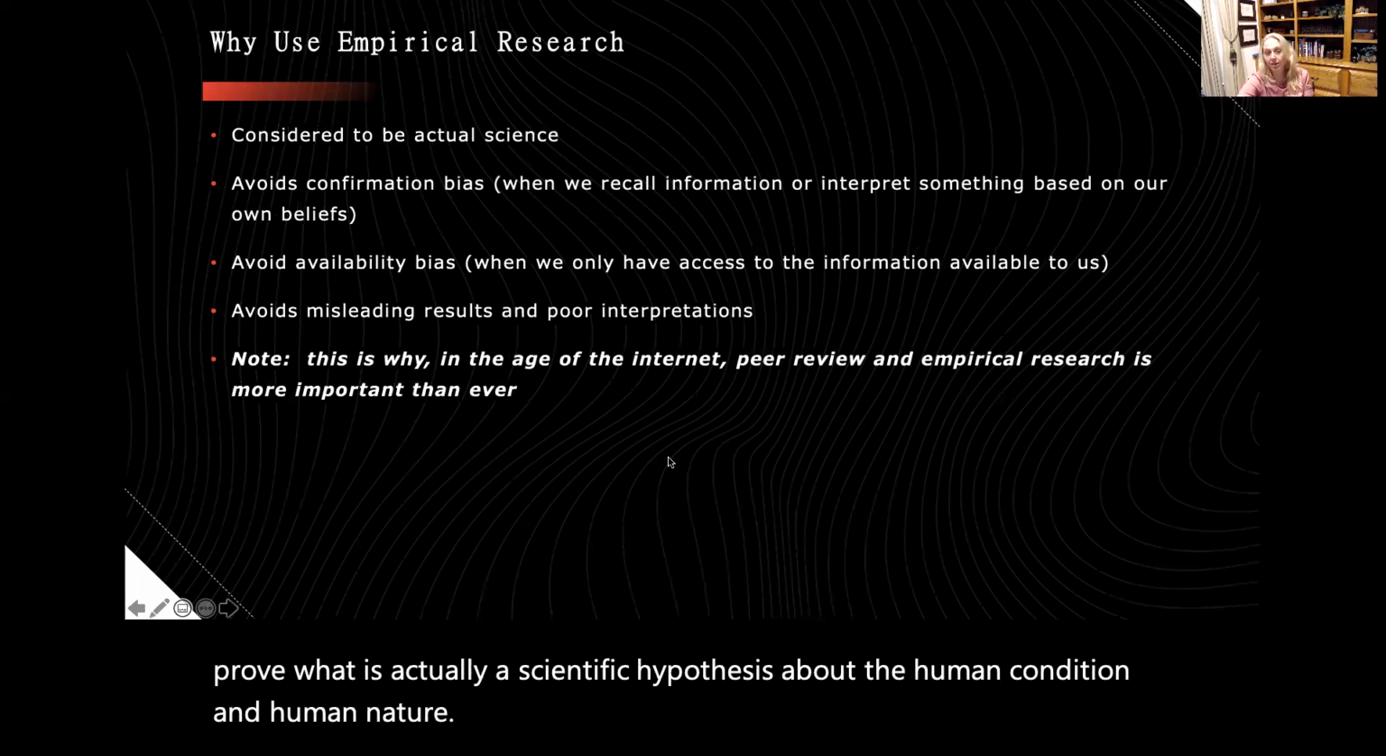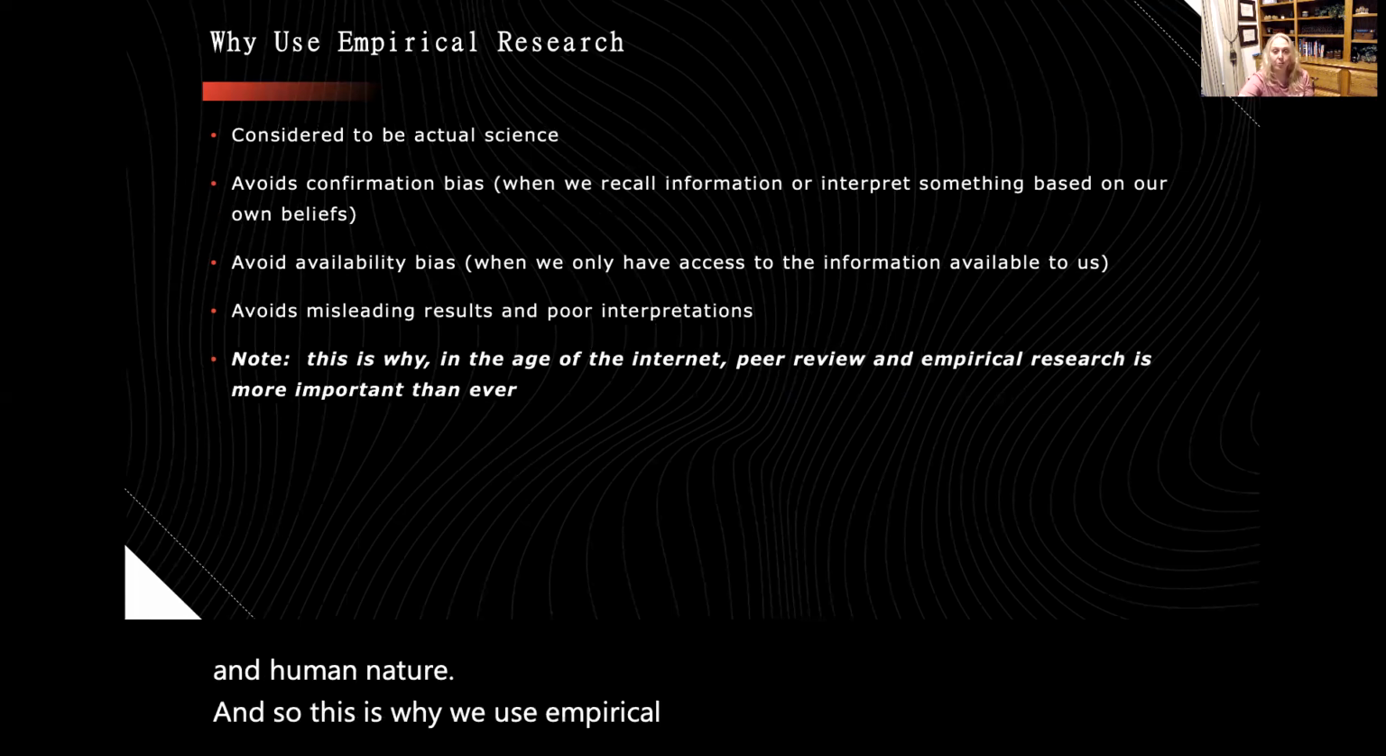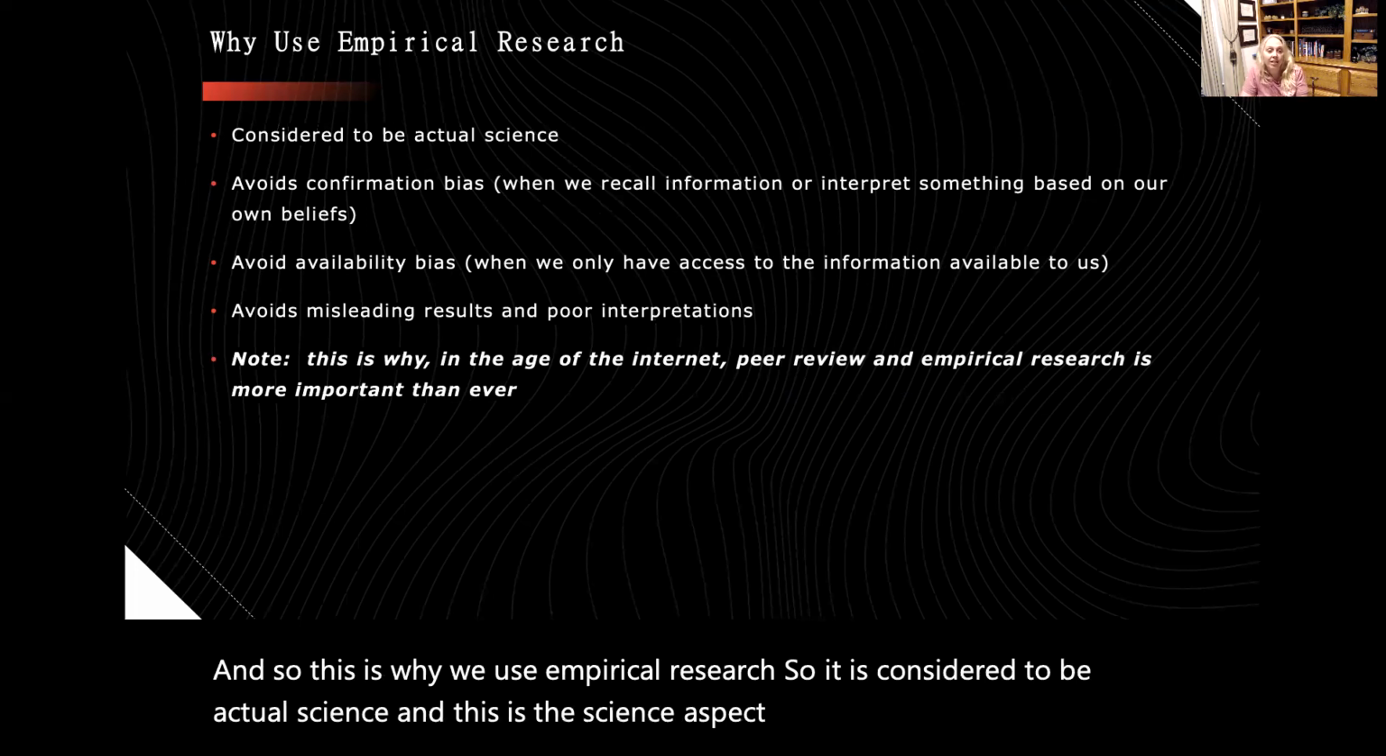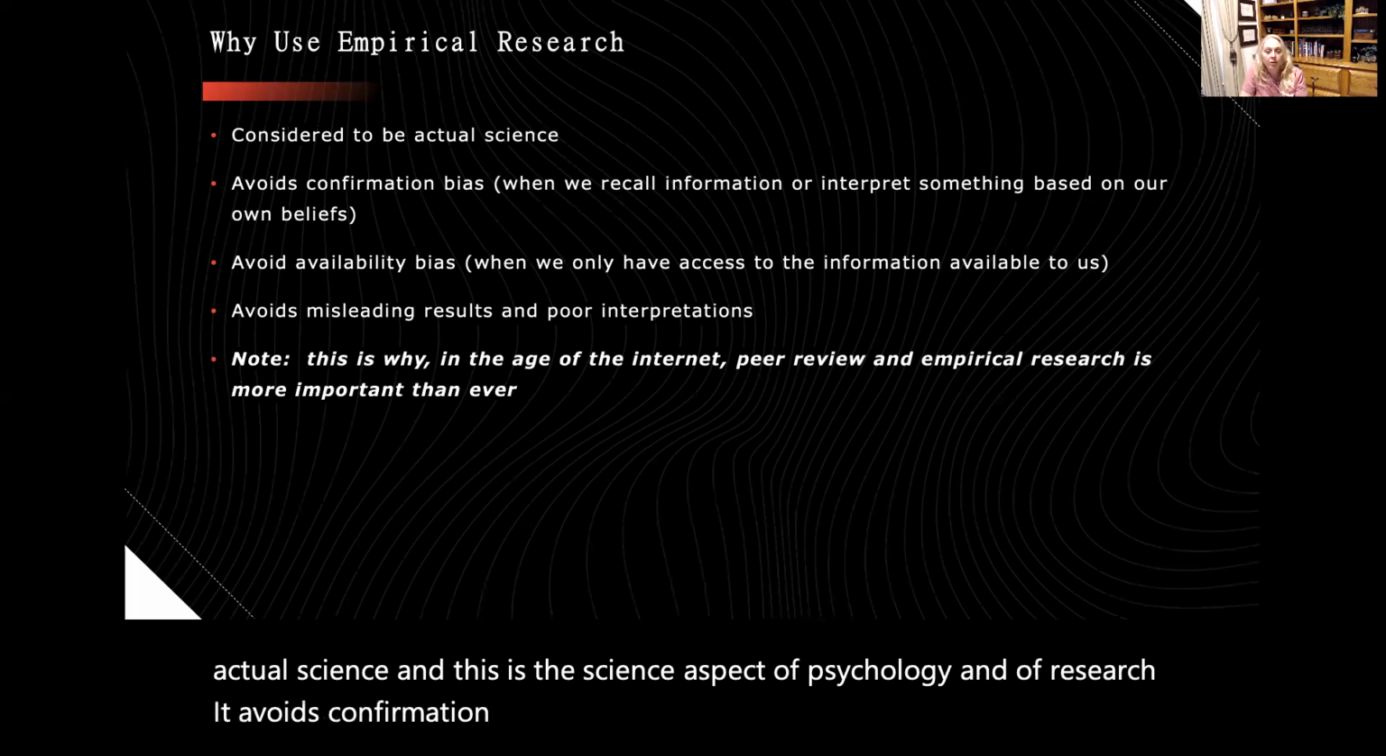And so this is why we use empirical research. It is considered to be actual science. This is the science aspect of psychology and of research. It avoids confirmation bias, where when we recall information, we may interpret things differently.